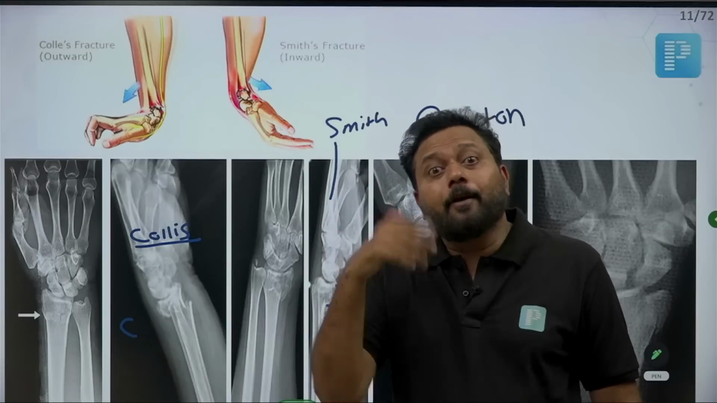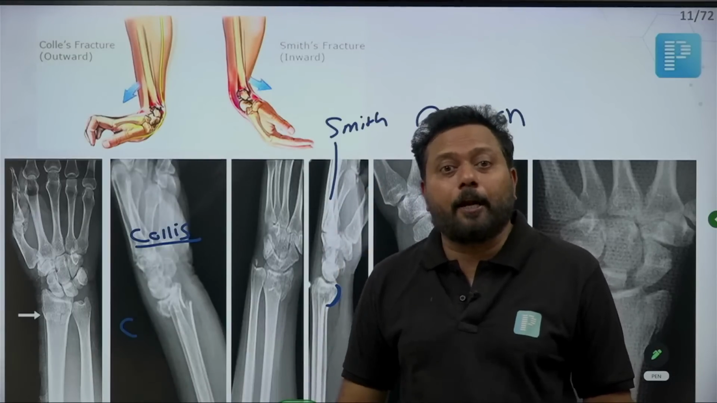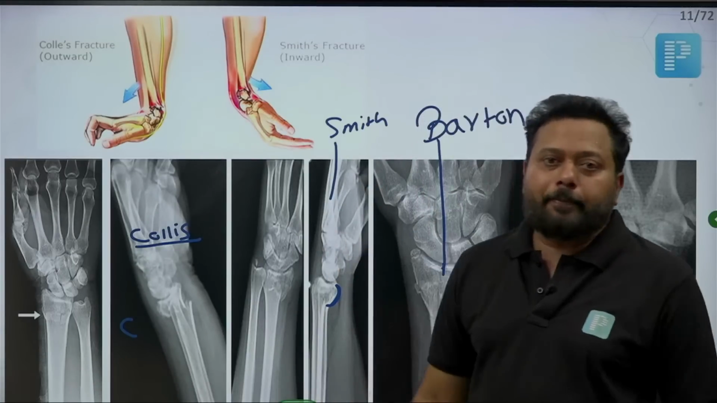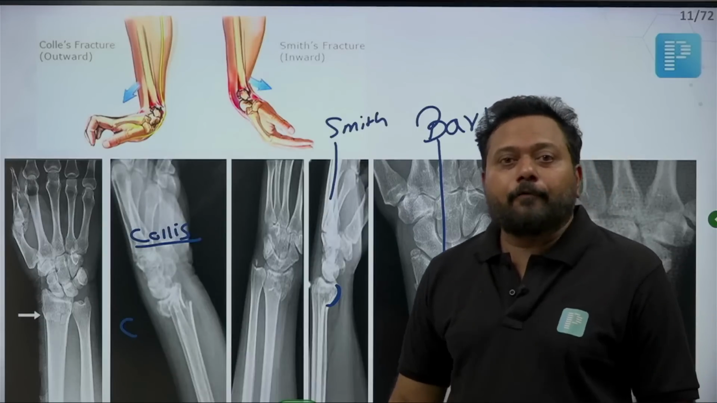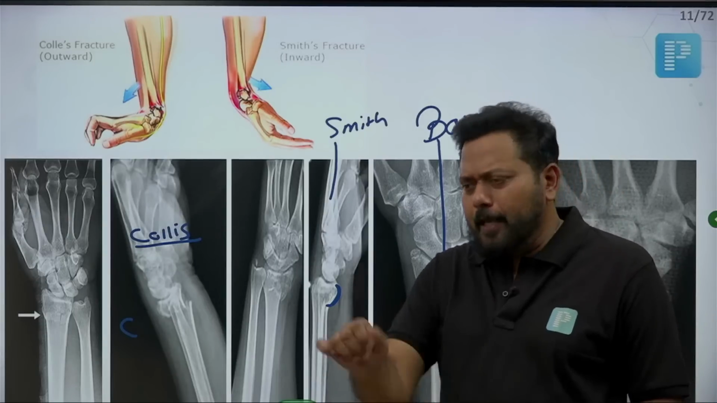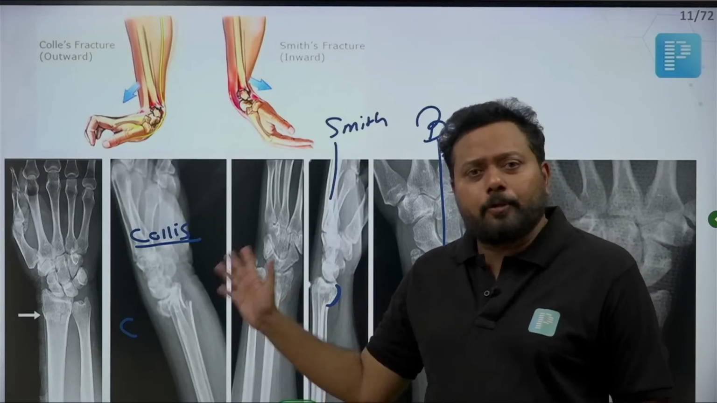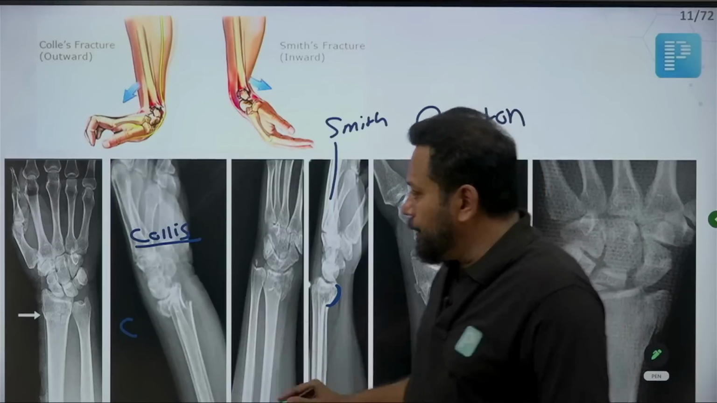In olden days, drivers used to sustain this radial styloid fracture, so that was called Schaffer's fracture, or radial styloid fracture. Nowadays, with ignition, no problem. Okay, so it's called a Schaffer's fracture. Now you see the difference.